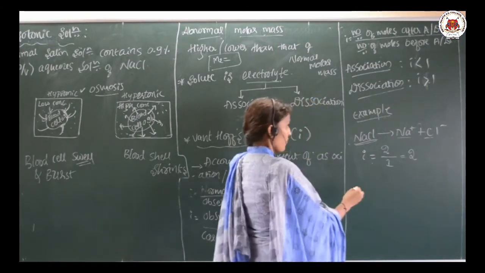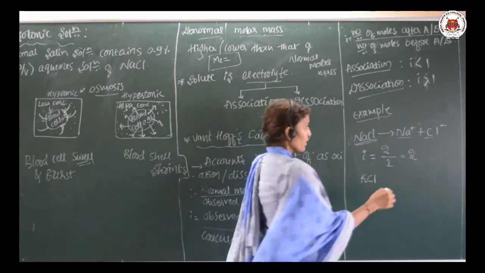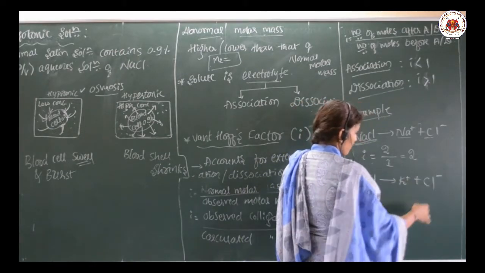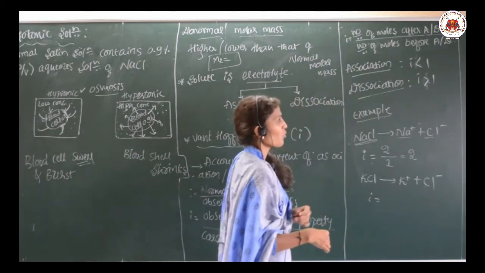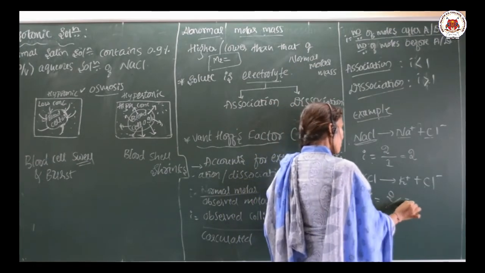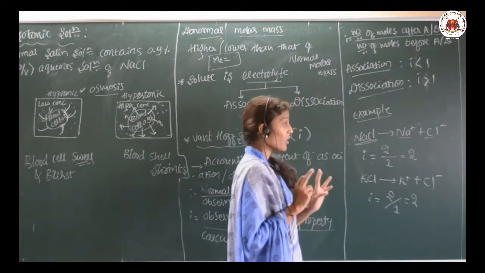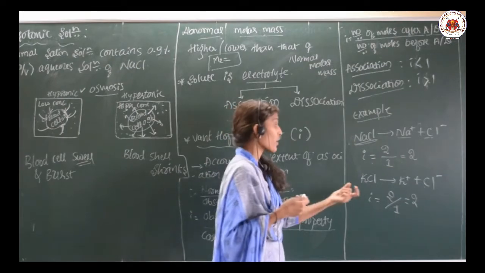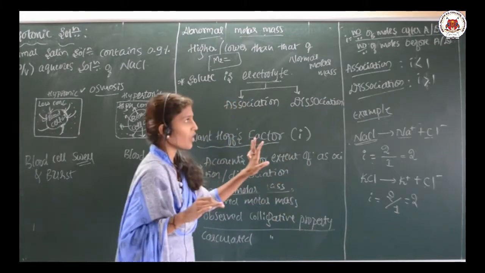Clear? Similarly, if it is KCl, it gives K plus and Cl minus, and then i is equal to the number of molecules after dissociation, 2, and before it is 1. The answer will be 2. Sometimes they will even ask you to find the value of i for KCl, or what is the value of i for NaCl. Like this they are going to ask you. Okay, I hope you are getting what I am telling you.